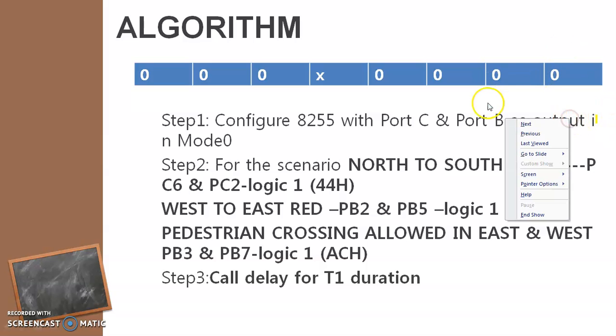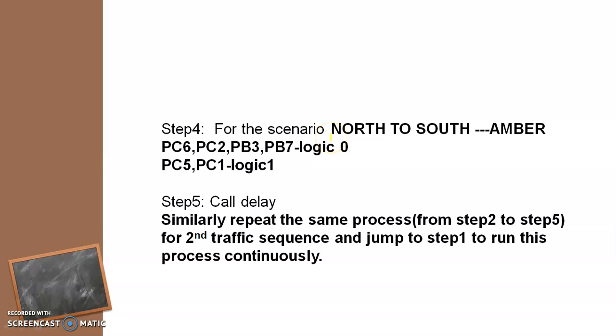After T1 duration, we have to make the north to south amber. The pedestrian light should be turned off, but the east to west light will remain red itself. So the bits we had set, PC6, PC2, PB3 and PB7 as logic 1, are made logic 0, and the amber light corresponds to PC5 and PC1, which will be set to logic 1. Then call again a delay program, because for amber we will call a delay of about 5 seconds to execute it.